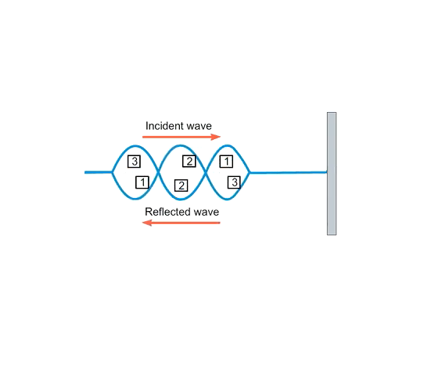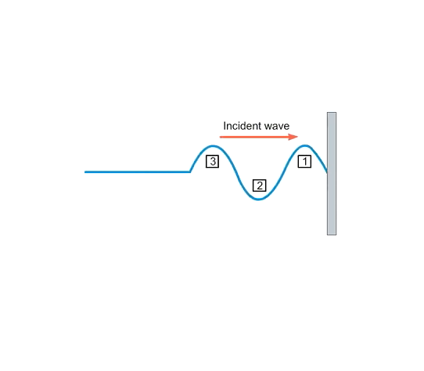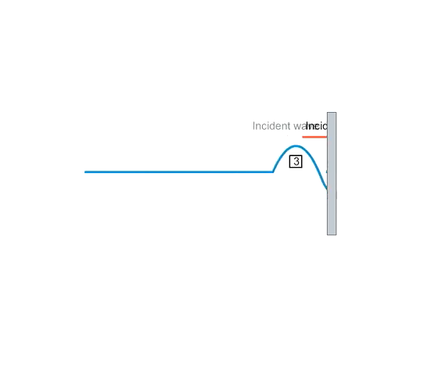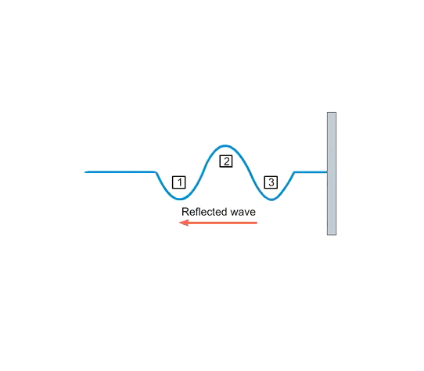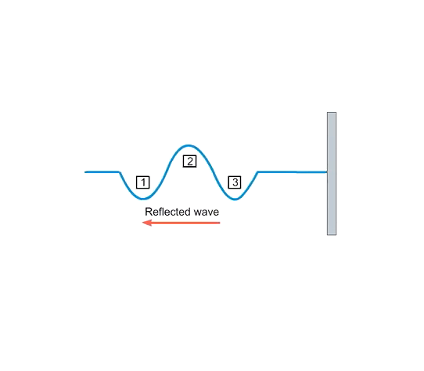It has two troughs labeled with a number 1 and a number 3, and one crest labeled with a number 2. The reflected wave is exactly out of phase with respect to the incident wave. Every crest of the incident wave has become a trough on the reflected wave, and the trough of the incident wave has become a crest on the reflected wave.